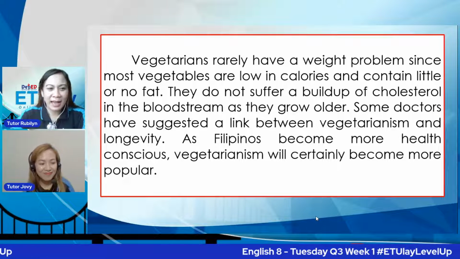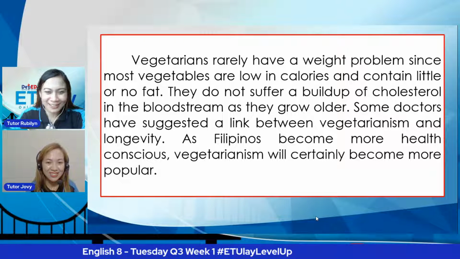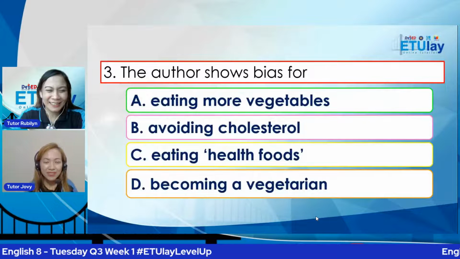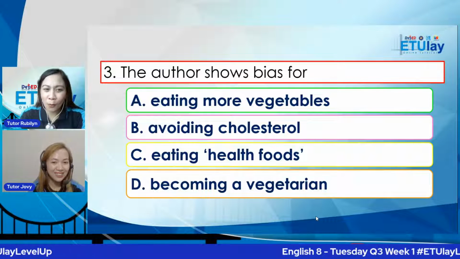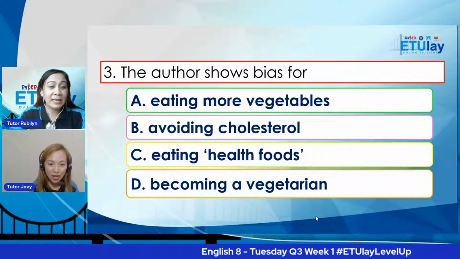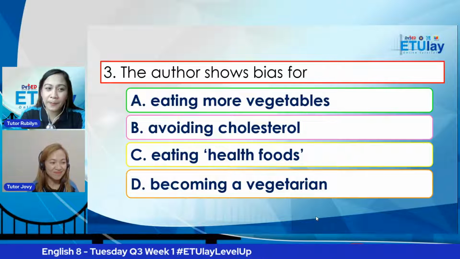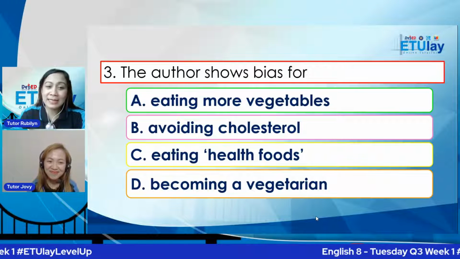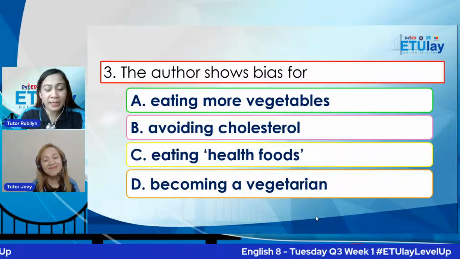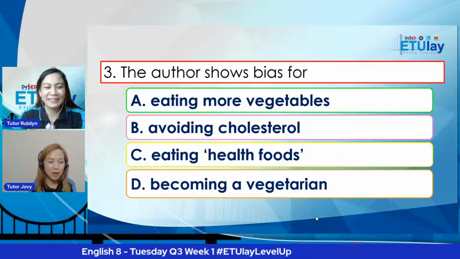So, with that, take note of the question. The author shows bias for: A. Eating more vegetables. B. Avoiding cholesterol. C. Eating health foods. Or D. Becoming a vegetarian. Keep your answers coming, cuties.